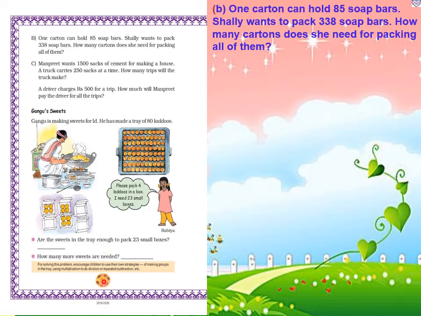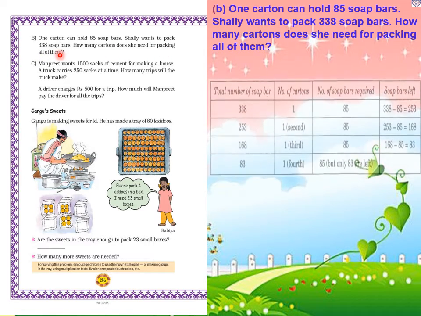Now next page 126b. One carton can hold 85 soap bars. Shelly wants to pack 338 soap bars. How many cartons does she need for packing all of them? Carton means big box. Okay, in a big box, how many soap bars can be held? 85. And how many total soap bars are there? 338. Okay, so how many cartons are needed for packing them all? So how will we find?